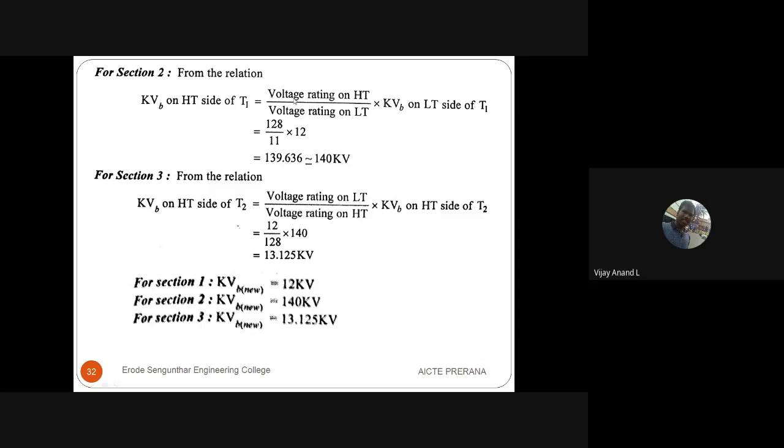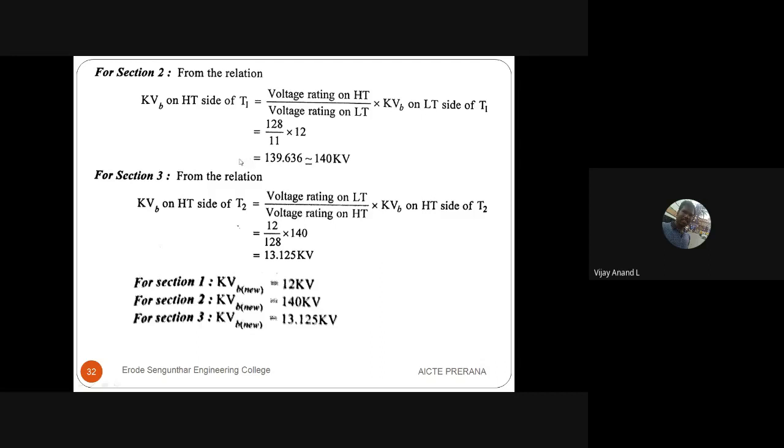So we know the value of voltage rating of HT is 128 divided by voltage rating of LT is 11 kV. It's all given in the problem, into kV_B on LT side of T1, which is the new value, that is 12. So just substitute this value and calculate. We will get a final answer of 139.636, that is approximately equal to 140 kilovolt. Okay, this is the new value of kilovolt kV_B.